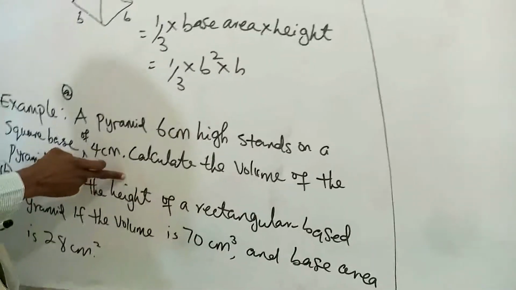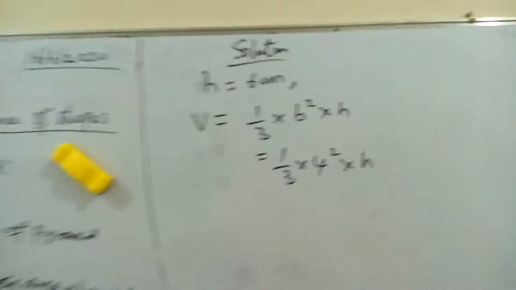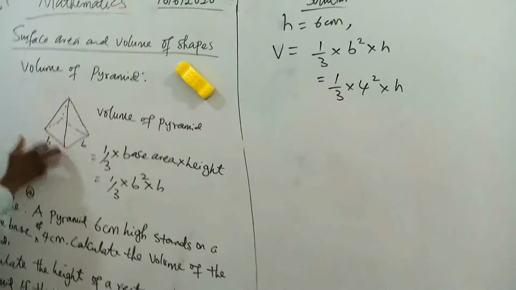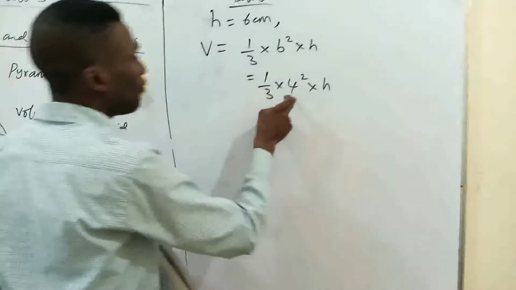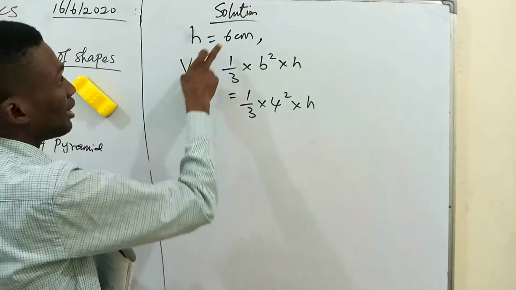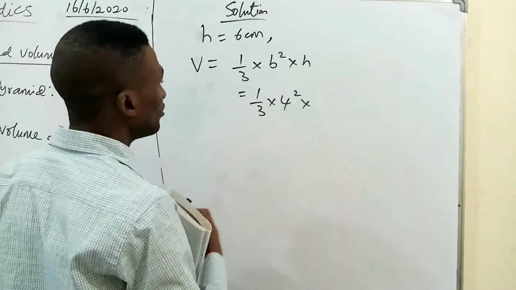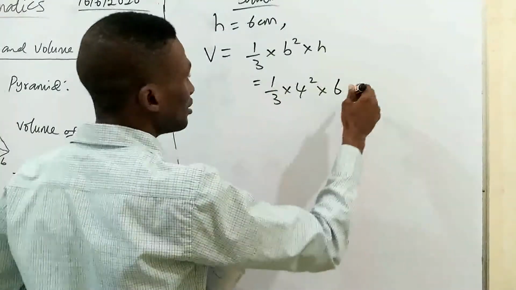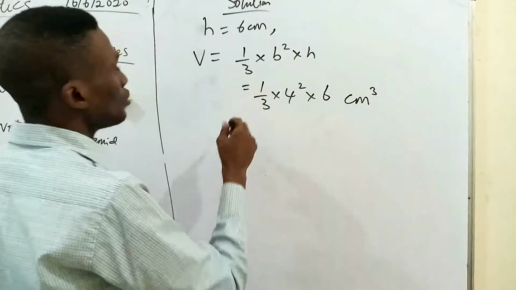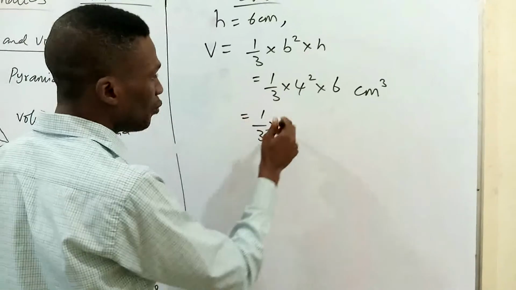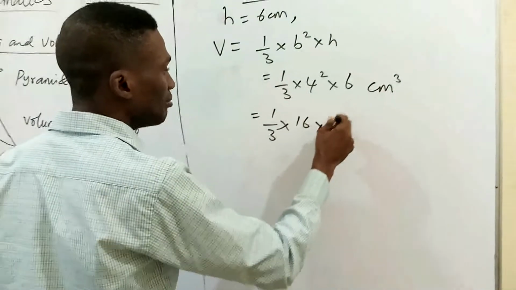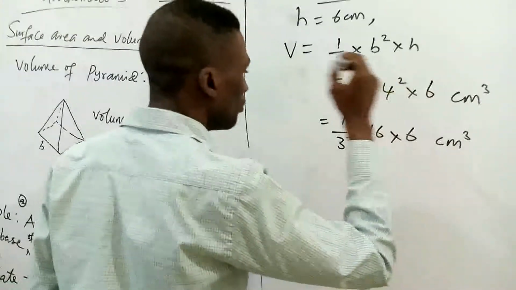Square base of 4 cm, so we have 4 squared. We are saying 4 squared because the base is a square, just like what we have on the board. The base is a square, and we know that the square has 4 equal sides. So we have 4 squared times height, and the height is given as 6 cm. Right? Times 6. So we have 1/3 times 4 squared, which is 4 times 4, which is 16, times 6, all in cm cubed.